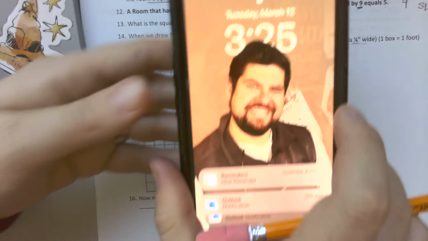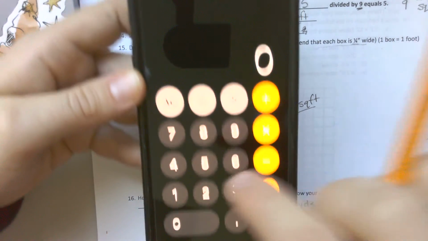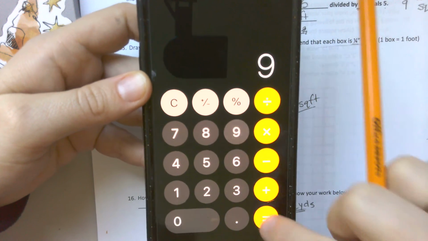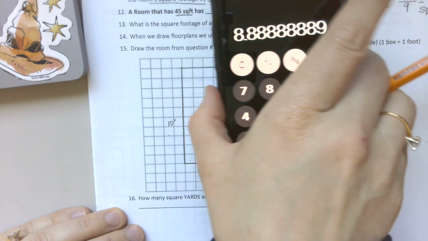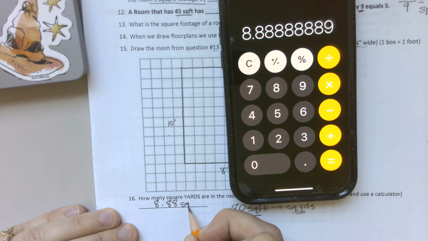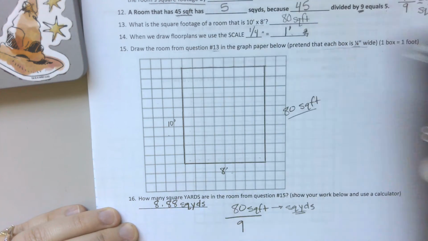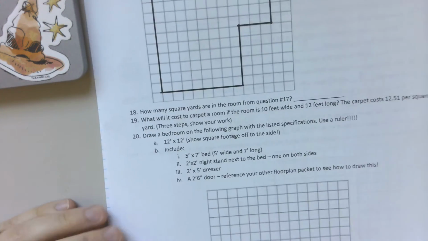I've got my calculator right here. All right, so we're going to do 80 divided by 9. For right now, go ahead and just write 8.88, and we got to include units, square yards. We'll talk about how to round later. All right, let's flip this over.